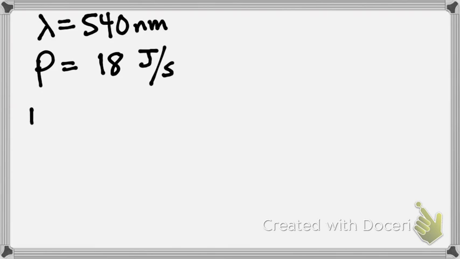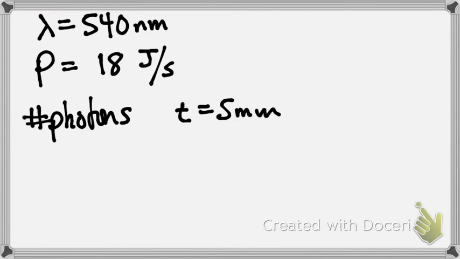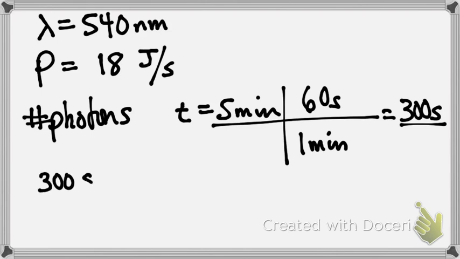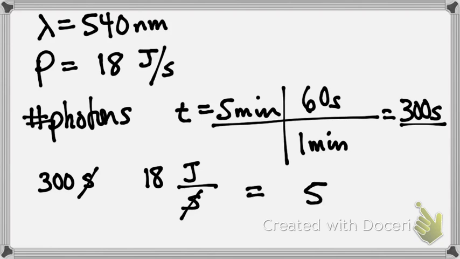And we want to know the number of photons that the laser emits in 5 minutes. So we put all of this together. We can first of all convert minutes to seconds, which is 300 seconds. Once we have 300 seconds, and we know that the power is 18 joules per second, we know the total energy of the laser is 5,400 joules.